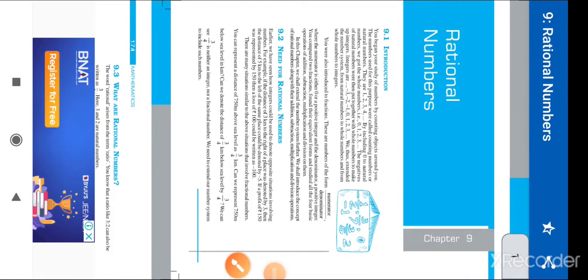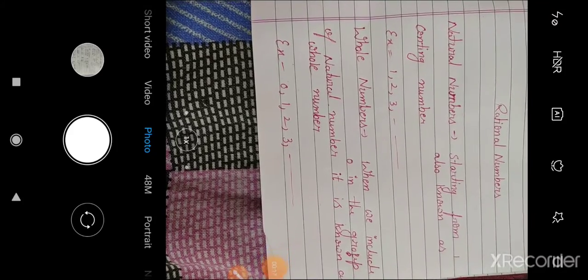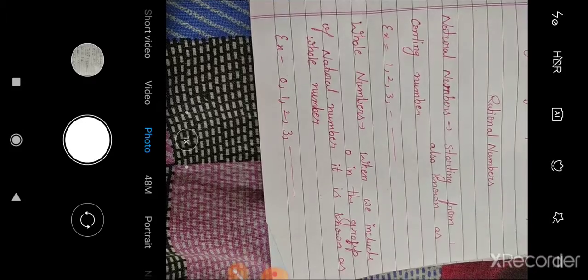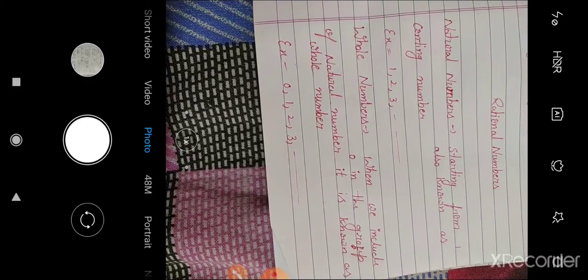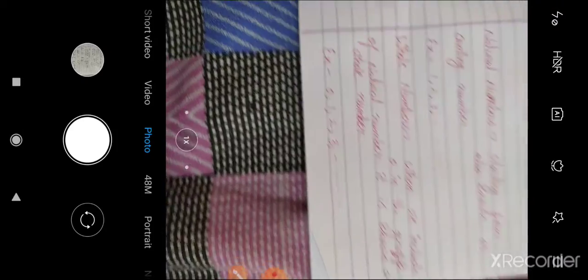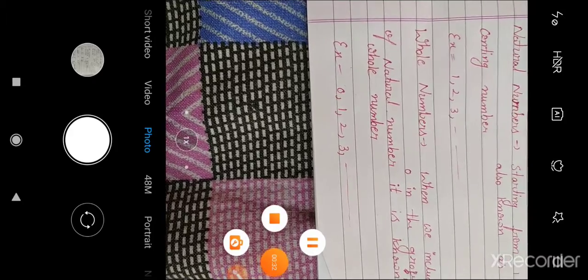Hello students, today we will start 9th chapter of class 7th, rational number. So students, in our previous classes we learned about different types of numbers like natural number, whole number, integers. Natural numbers are those numbers which start from 1 and they are also known as counting numbers. Examples of natural numbers are 1, 2, 3 and so on.